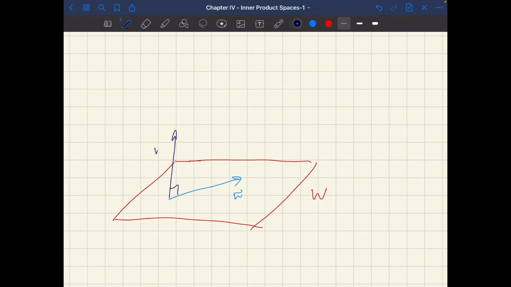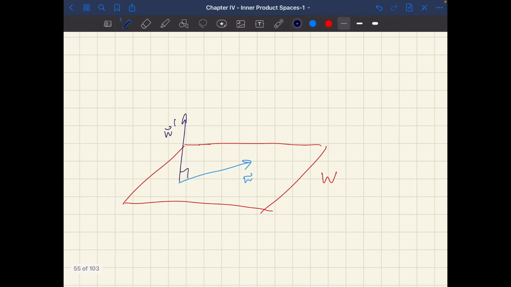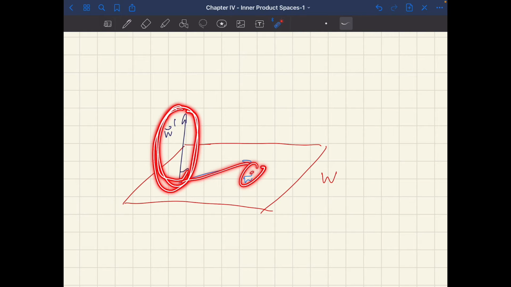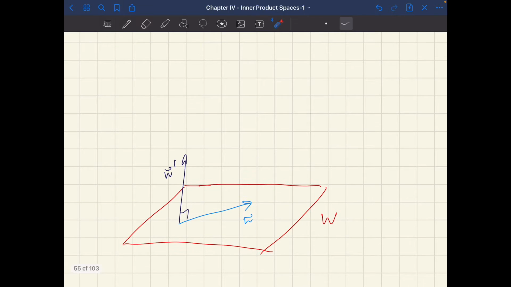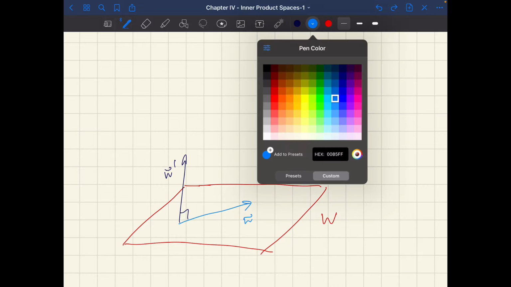We call it W1 or W prime here. But the question is, is this the only vector that is perpendicular to the vector W? The answer is no. Why? Because we can extend W prime here. I mean, you can stretch W prime, right?